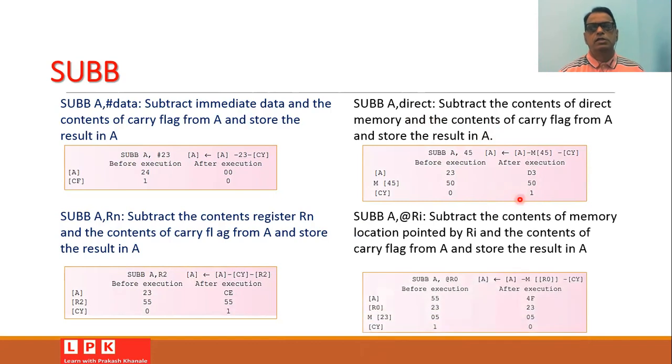Another form of the instruction is SUBB A, @Ri, where we will subtract the content of the memory location pointed by Ri and the content of the carry flag from A, and we will store the result in A. So this instruction can be written as SUBB A, @R0. If A has 55, R0 has 23, memory location 23 contains 05 and carry flag is 1, then after the execution of this instruction, we will get accumulator is equal to 4F. R0 will remain unchanged, memory location will remain unchanged, and carry flag will be reset to 0.